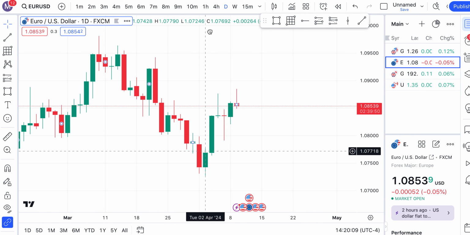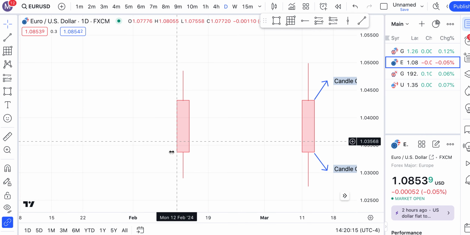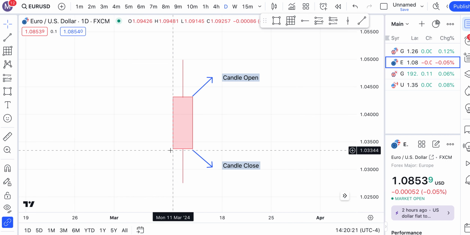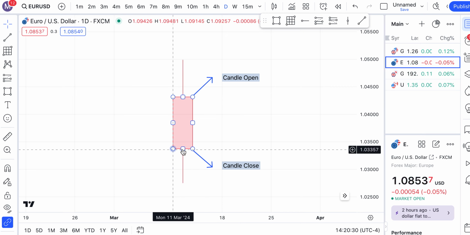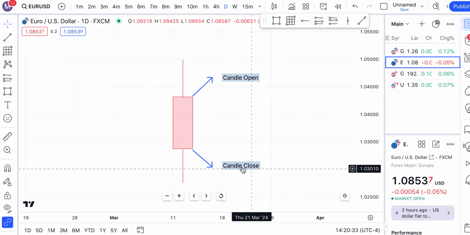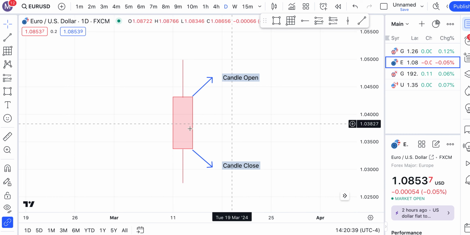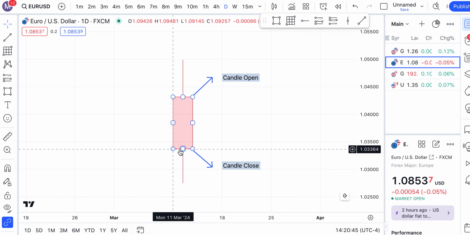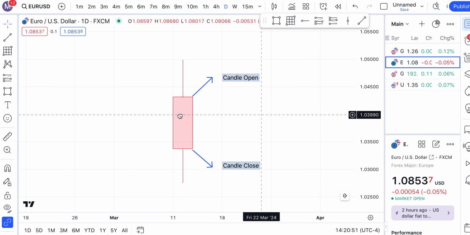So I drew out some examples here. Pretend this is a bearish candle, the red ones. This line here for a bearish candle is where it opened. And this line here, the bottom of a rectangle, is where it closed. Top of a rectangle open, bottom of a rectangle close. And it's the opposite for a green bullish candle. So if this was green, it would be open here, close here. But this is a bearish example.